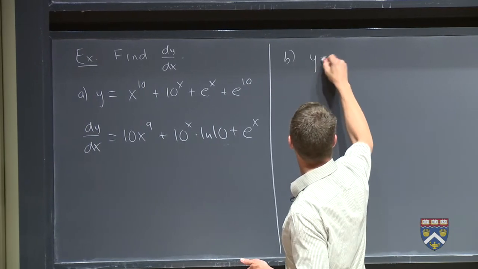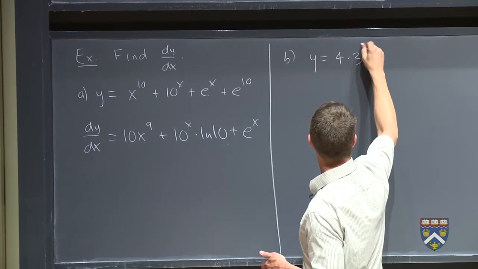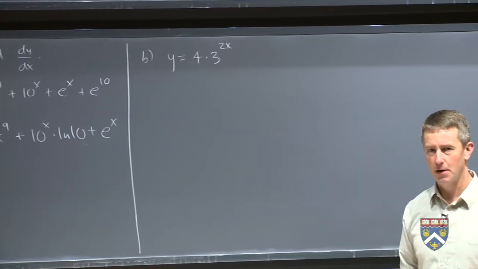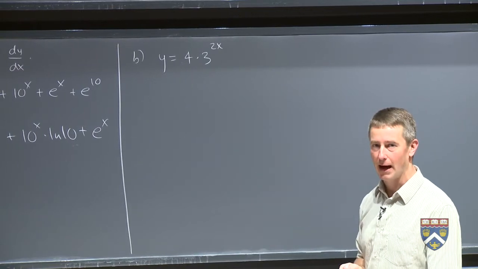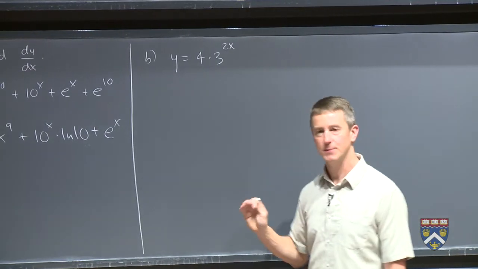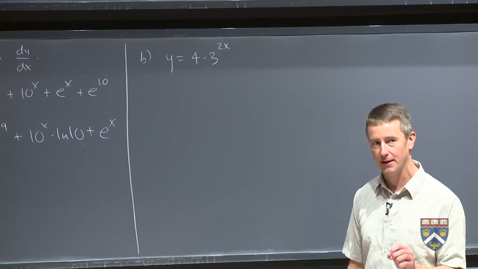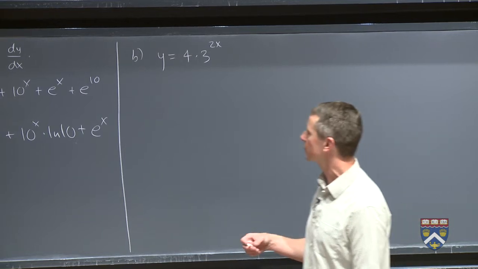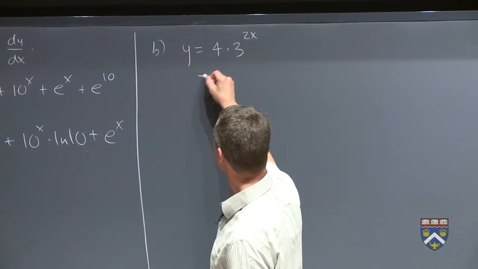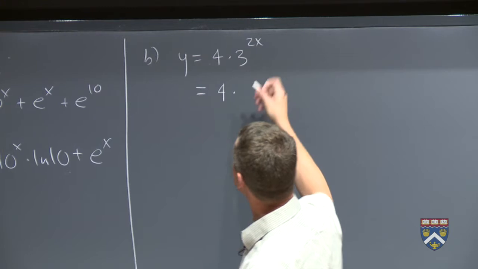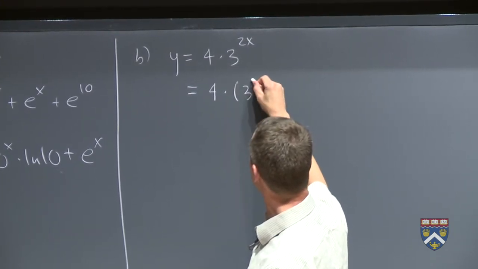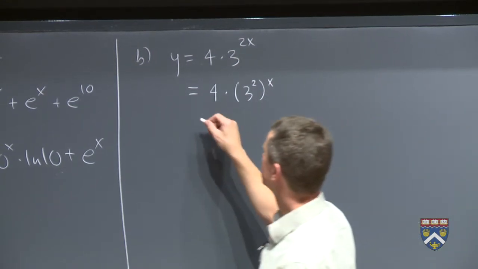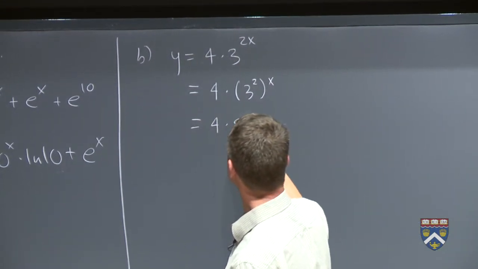How about this one? Y equals 4 times 3 to the 2x. So just as we found with power functions, this isn't exactly in the format we want, right? We don't want 3 to the 2x. We don't know how to handle that yet. We only have a rule for something raised to the x. So we need to use one of our exponent rules from the first week to rewrite this before we take the derivative. So we can rewrite 3 to the 2x as 3 to the 2 to the x. That's what one of our exponent rules says. So then this is really just the same as 4 times 9 to the x.